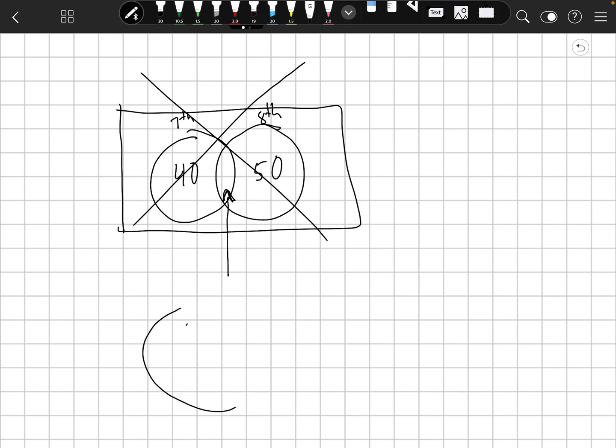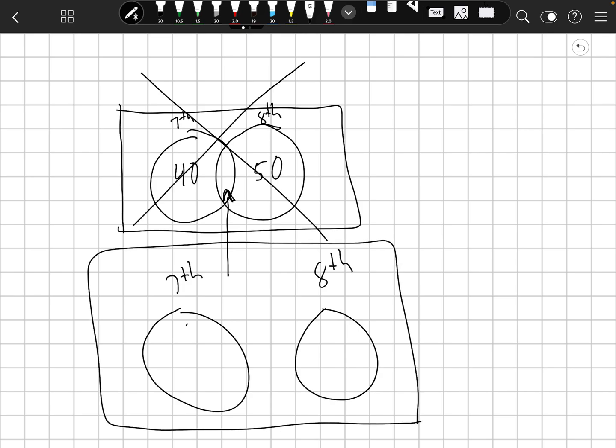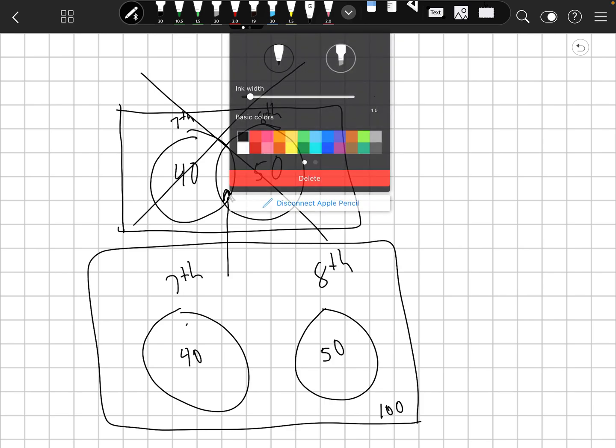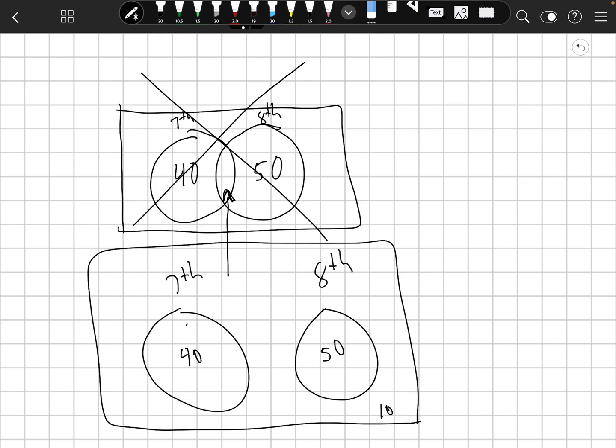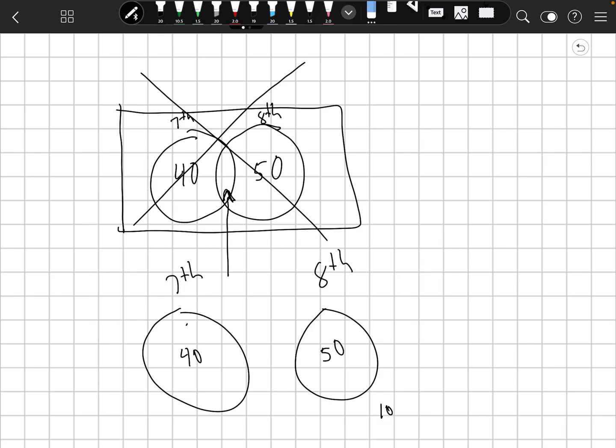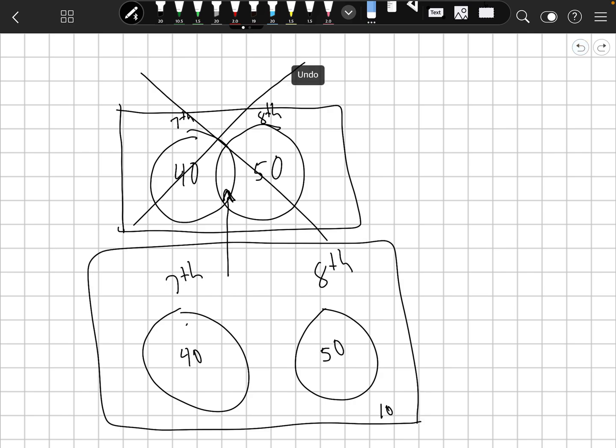I'm going to draw it a little differently now. I'm going to do it like this. So 7th, 8th. So they're not overlapping. So maybe we had 40 here and 50 here. And let's just say that maybe there was 100 people in the survey, okay? Or I'm sorry, there's 10 people that were neither 7th or 8th graders. So there were 100 people in the survey, something like that. Okay, so this is called mutually exclusive events or disjoint events. There's no overlap.